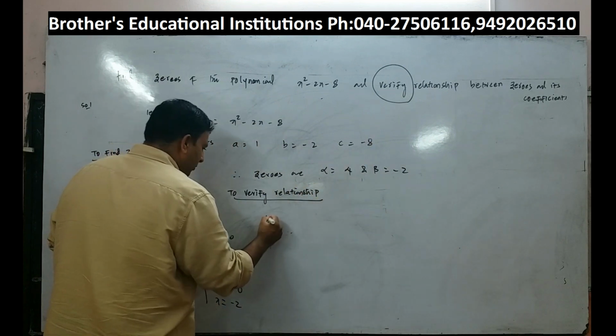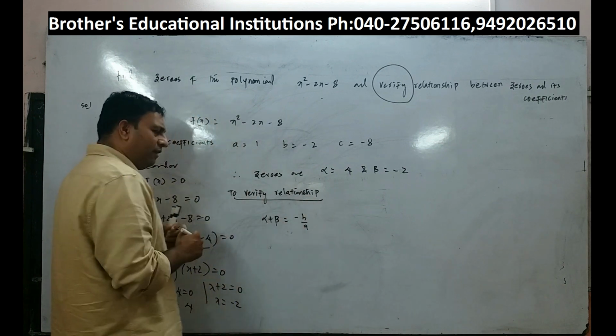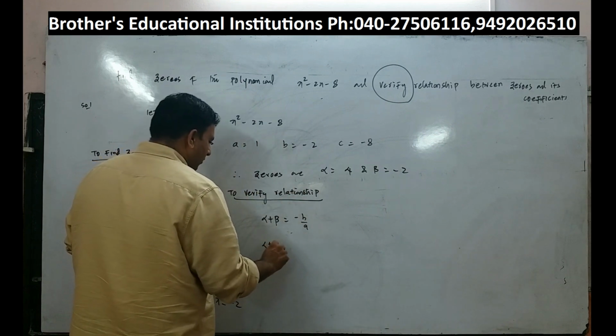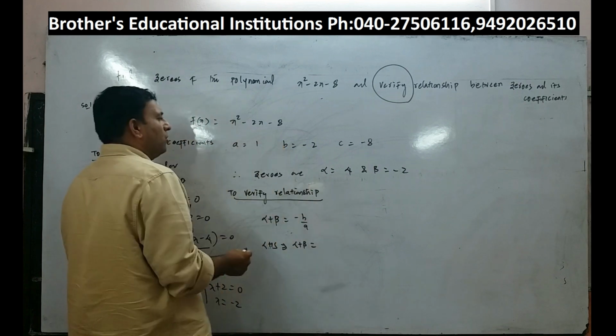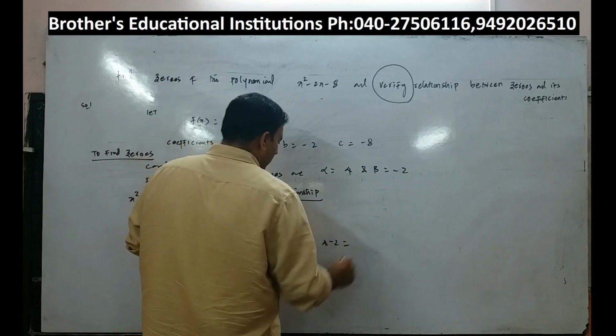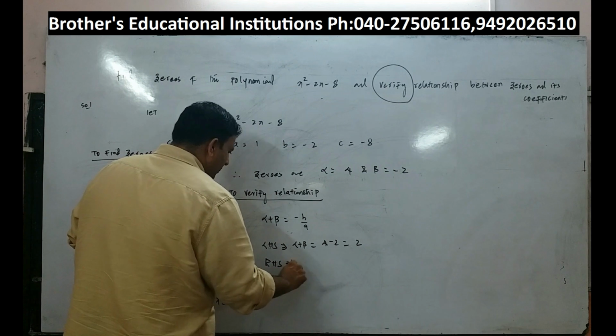Now what is the first relationship? Alpha plus beta is equal to minus b by a. I want to verify this relationship. How do I verify? First I will take LHS. What is LHS? Alpha plus beta. What is the alpha value you got? 4. What is the beta value you got? Minus 2. What is 4 minus 2? 2.